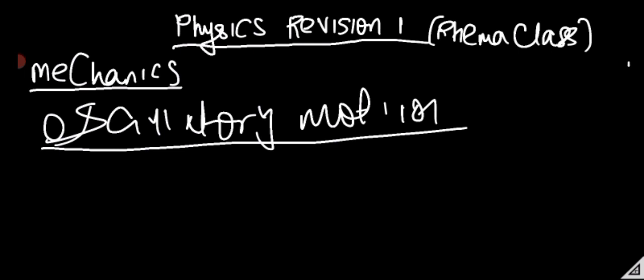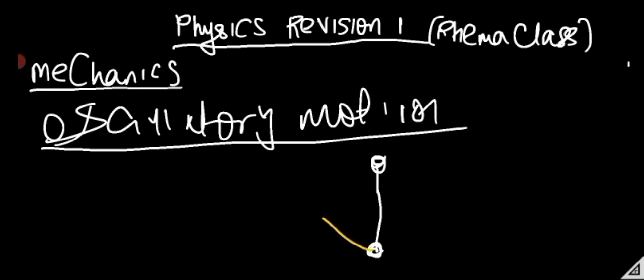What is oscillatory motion? An oscillatory motion is the motion of a particle that repeats the same type of motion at a specific time interval, right? For example, let's say we have a single pendulum like this. This is the position at rest.